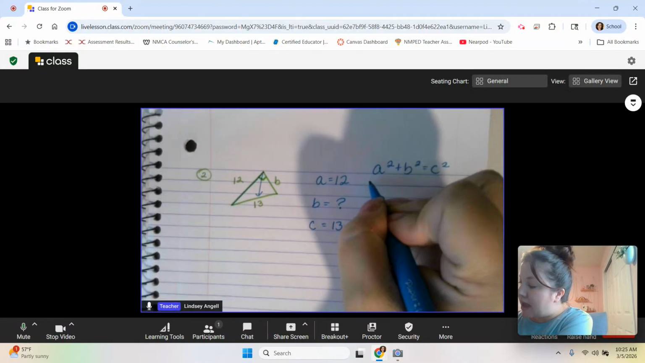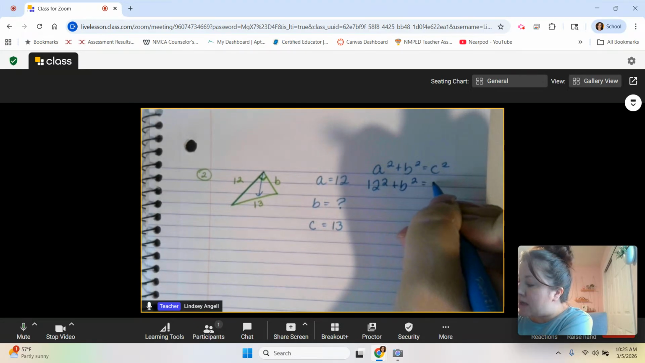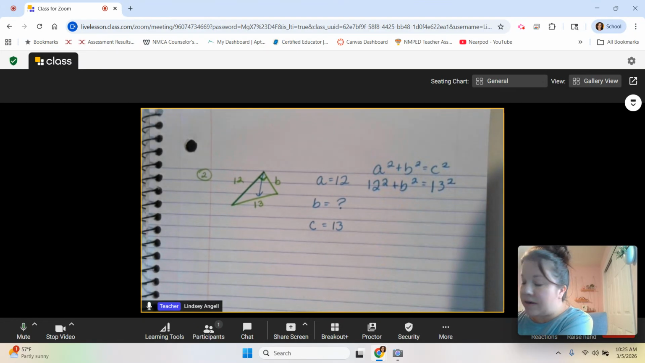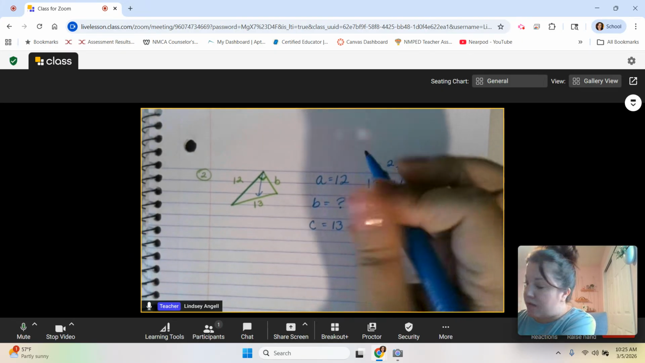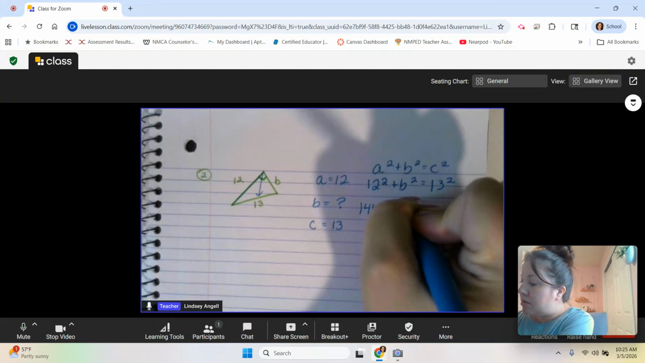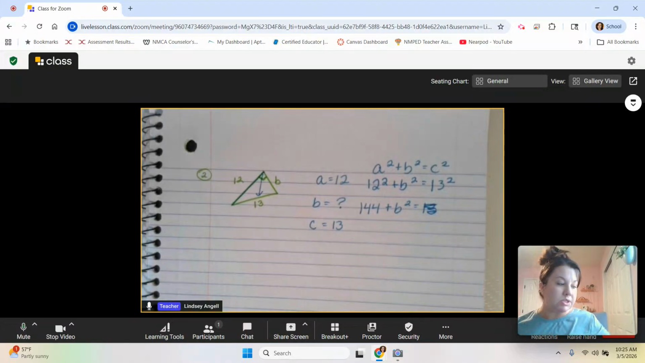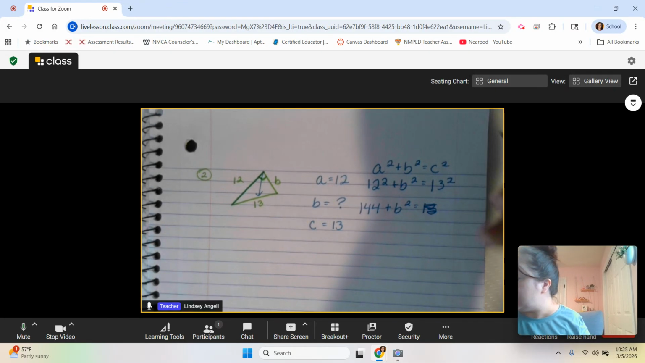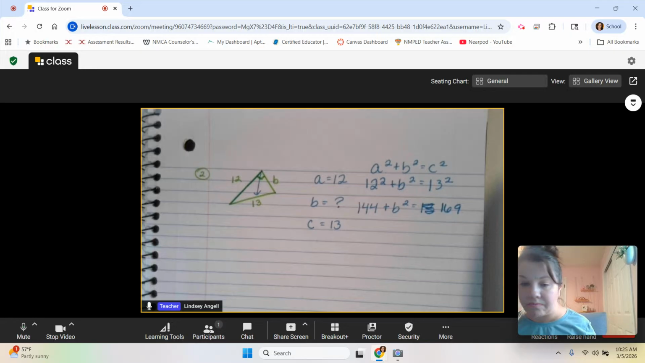Well, a is 12, so we'd have 12 squared plus b squared equals 13 squared. Okay? 12 squared is 12 times 12, or 144, plus b squared, equals 13 squared. And I'm going to look it up just so I make sure that I'm correct. 13 times 13 is 169.